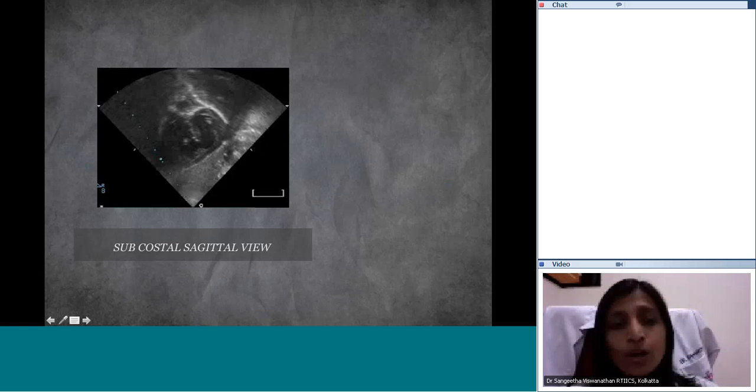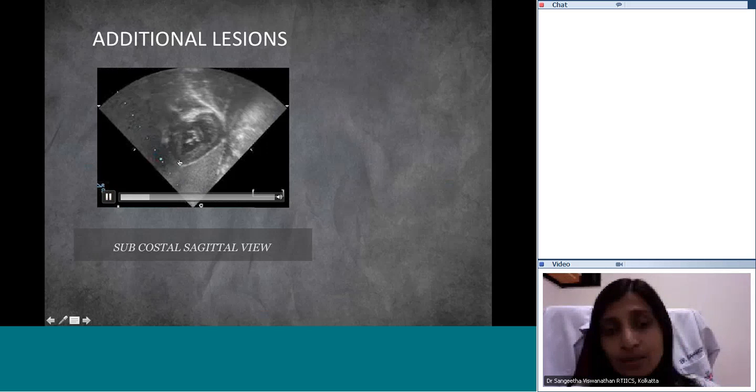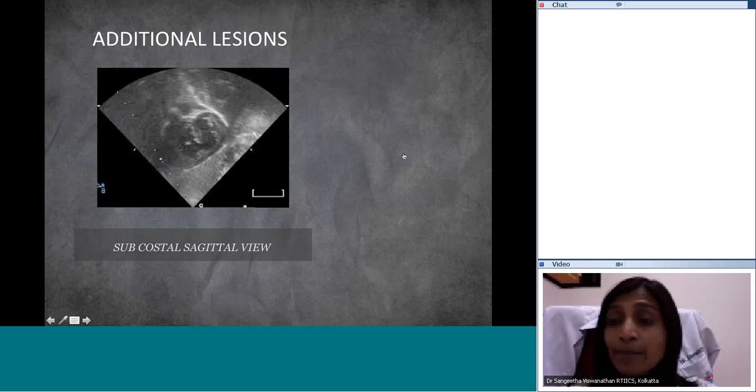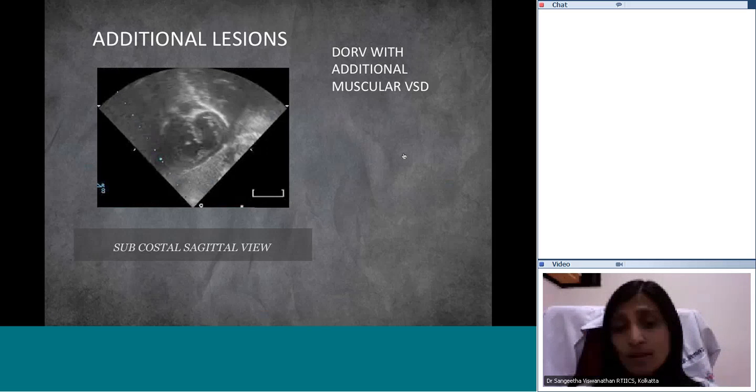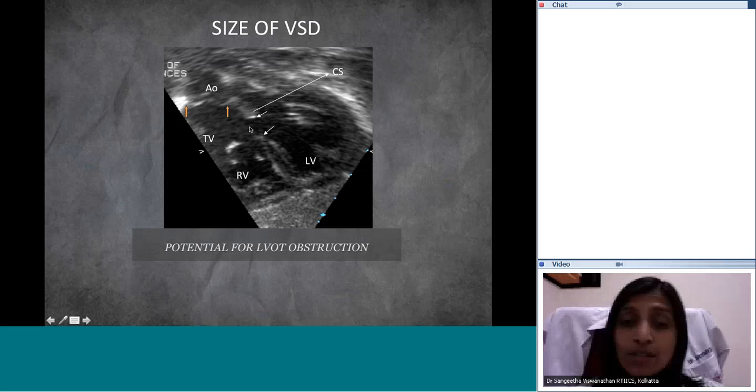So we talked about additional lesions, and here we have an additional sort of muscular VSD in addition to the VSD higher up. And this has to be dealt with as well. So, all these additional factors can play a part in your decision making. Not only the position of the VSD, but the size of the VSD is also important.